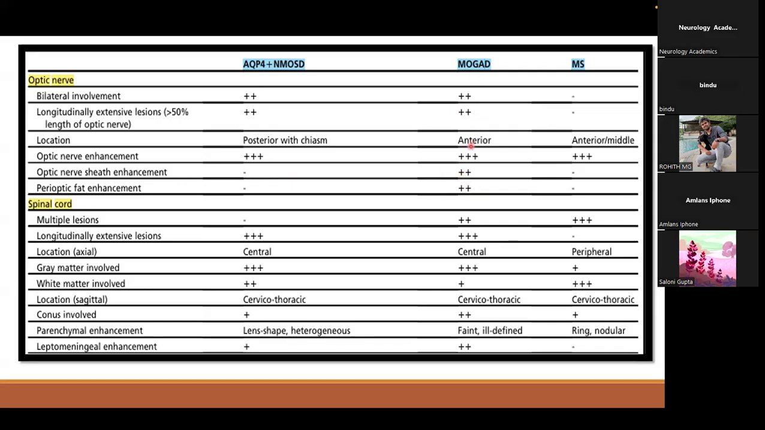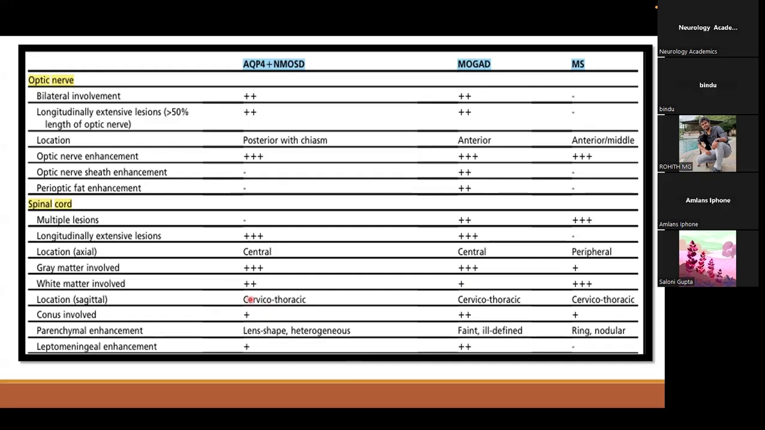disc edema will be there in MOGAD. And for spinal cord, NMOSD and MOGAD will have LETM. And in MS, it will be short segment lesions. And more of central lesion can be there in aquaporin as well as MOGAD. But in MOGAD, that H-shaped kind of pattern will be there. In NMOSD, these bright spotty lesions we can look for. And more of white matter involvement, short segment peripheral lesions will be seen in multiple sclerosis.